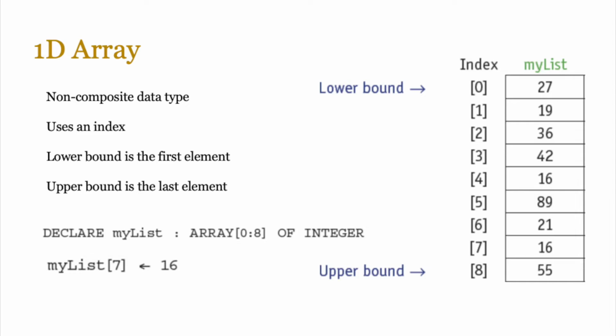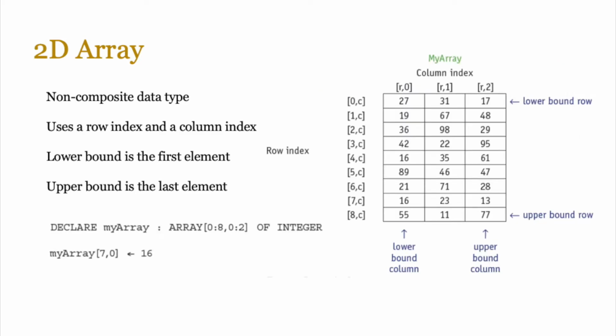Pretty straightforward. Another type of data structure is a 2D array. Now this one again is a non-composite data type. You can probably think of it more like a table. It uses a row index and a column index. Lower bound is the first element and upper bound is the last element. But in this particular case, you're going to have two elements or two dimensions in that array bracket. The first one is the row and the second one is the column.